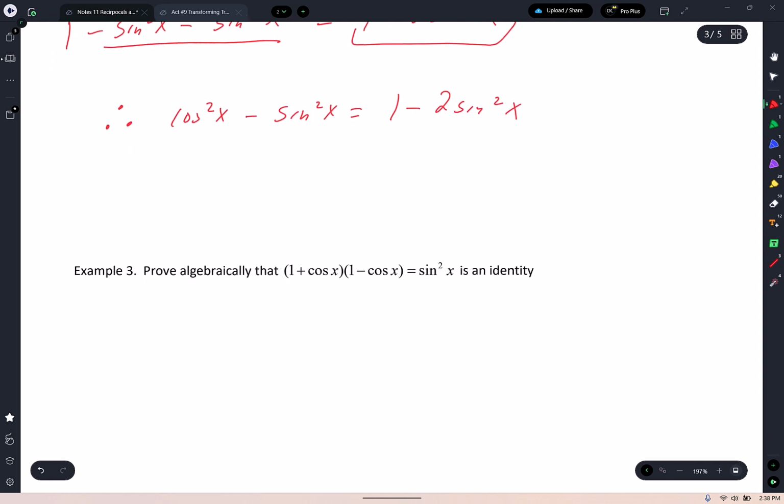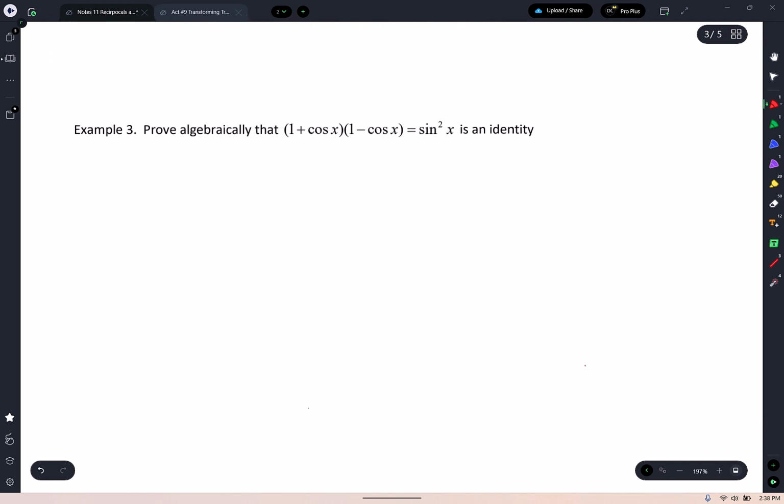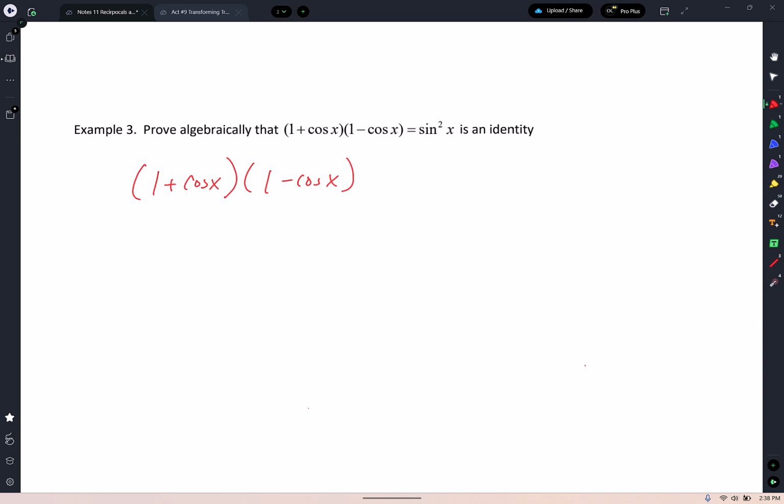All right, let's go to example 3. They want me to prove that this is an identity, so they're telling me it's true. What am I going to do? Let's go slow. Hopefully you realize that this is a difference of squares, but if not, no big deal. We'll just spell it out. What's 1 times 1? 1. What's 1 times negative cosine x? Negative cosine x. What's cosine x times 1? Plus cosine x. What's cosine x times a negative cosine x?